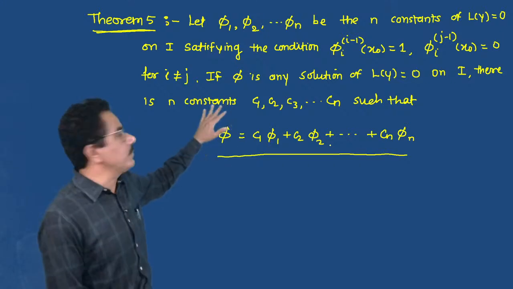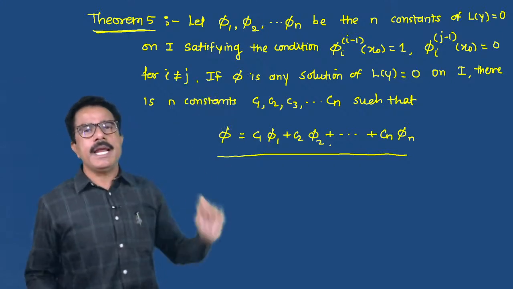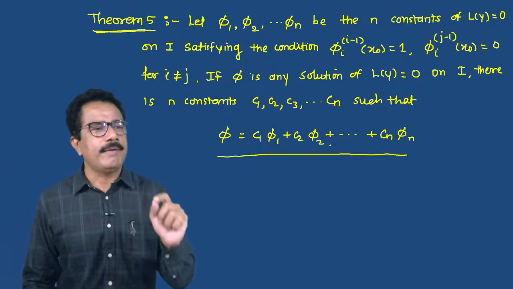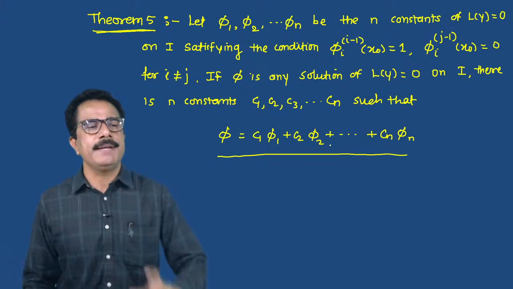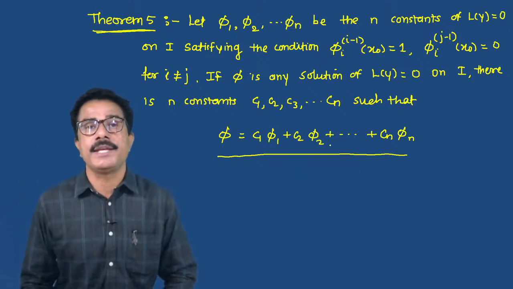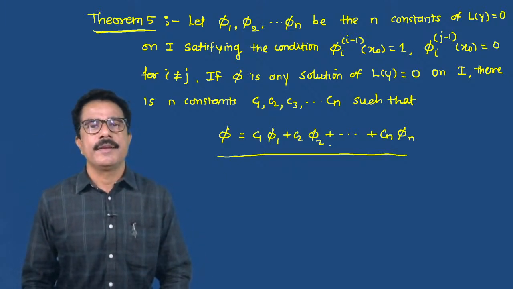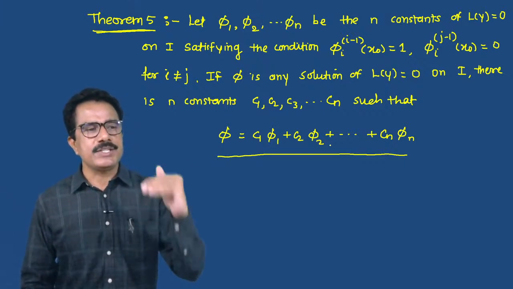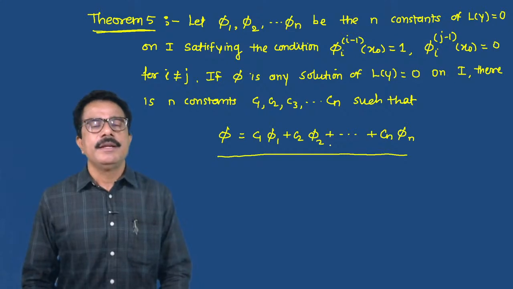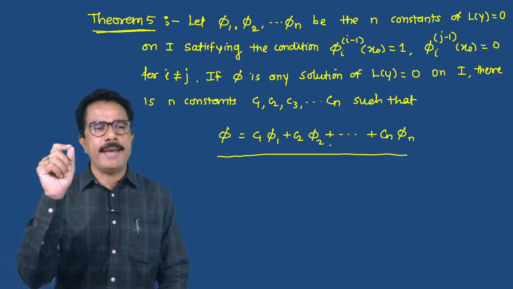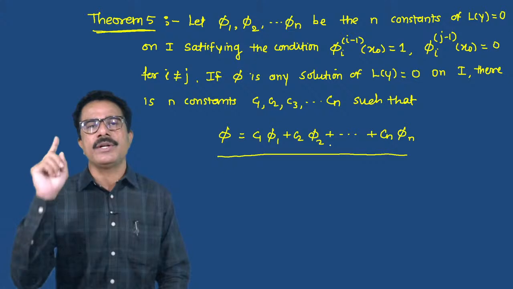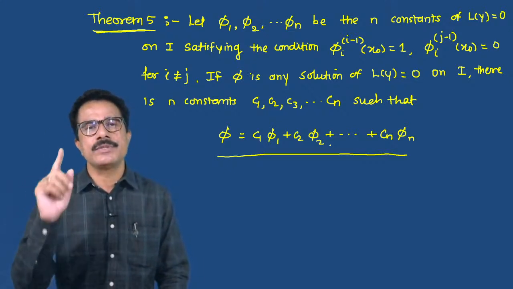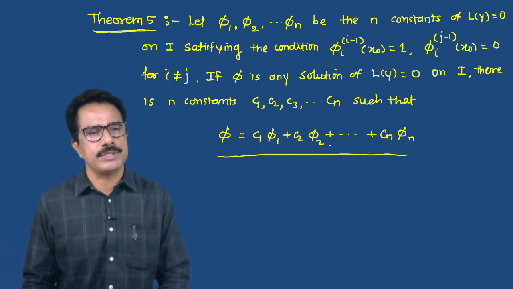अभी यहाँ पे क्या सोल्यूशन प्रूव करना है? देखो, let phi1, phi2, ..., phin be the n solutions of L(y) = 0 on I, satisfying the condition phi_i^(i-1)(x0) = 1. फक्त एक सोल्युशन 1 असेल, इंडिपेंडंट सोल्युशन phi ची व्हॅल्यू 1 असेल, बाकीचे सर्व 0.